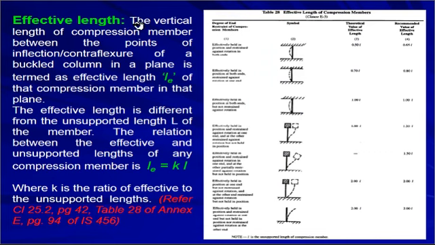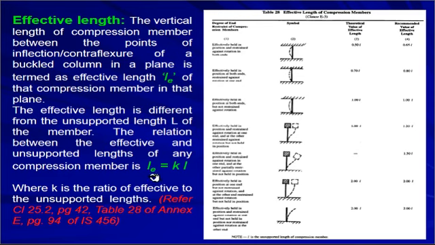Well, the next term is effective length. Effective length is the vertical length of a compression member between the points of inflection, also called contraflexure, of a buckled column in a plane. The notation we will use is LE for that compression member in that plane. That means about the X and about the Y direction, effective lengths can be different. The effective length is different from the unsupported length of the member.